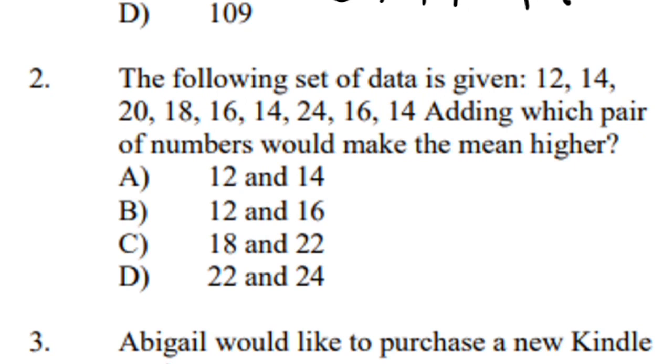For number 2, it says the following set of data is given: 12, 14, 20, 18, 16, 14, 24, 16, 14. Adding which pair of numbers would make the mean higher? If you look at all the answer choices, if the objective is to try to make the mean higher, that's the overall average, we want to pick the highest numbers possible, which would be 22 and 24.